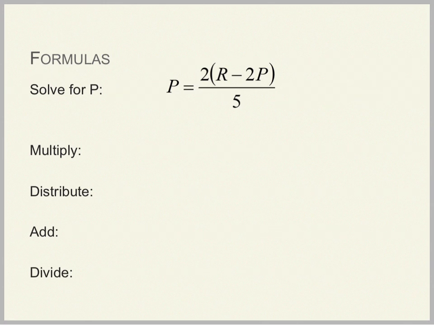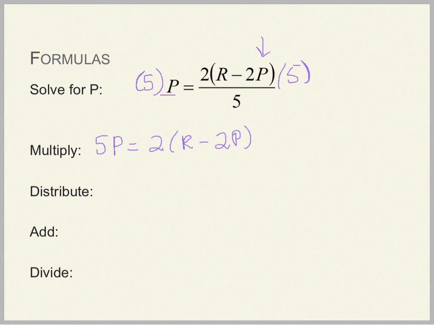In this formula, it asks us to solve for P. We already have a P equals. However, we have another P in the equation. So we're going to have to perform some algebra in order to get 1P equals. I'm going to start by multiplying both sides by 5. This will give me 5P equals 2 times R minus 2P, because 5 divided by 5 is 1.